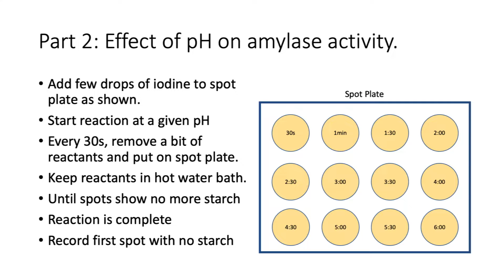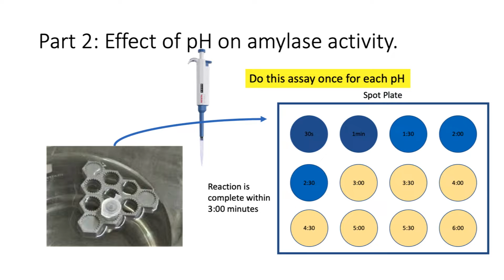until the reaction is complete, until there's no more starch present, and these pale yellow spots remain yellow. Okay, remember iodine is yellow. And then we're going to record the first spot in which there's no starch. Okay, so let's see what this looks like. And I want to say that we're going to do this in these little tiny microcentrifuge tubes, and we're going to do this in a hot water bath so that the reaction is happening at 37 degrees Celsius, body temperature.